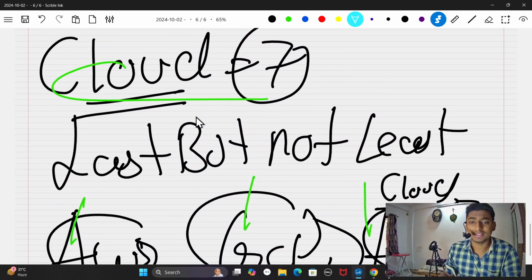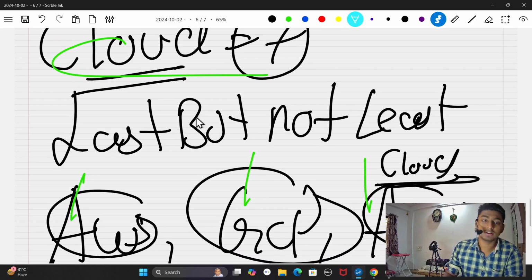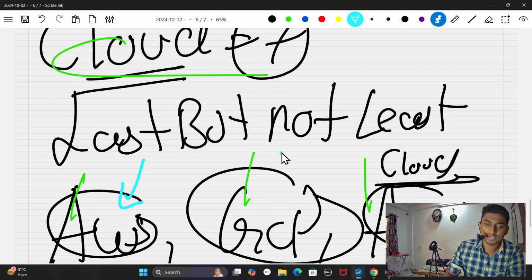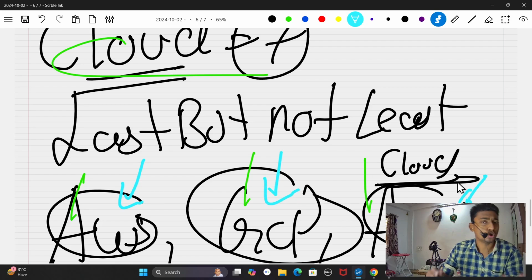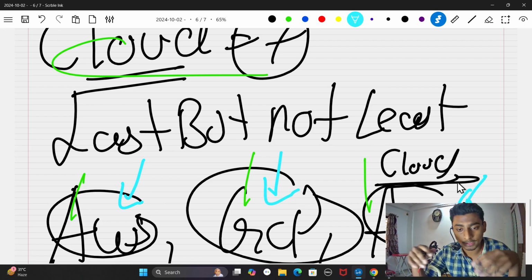Seventh, and last but not the least, we have the cloud platforms: AWS, GCP and Azure. All these three are cloud platforms. If you're starting, you should start with AWS, and yes, this is over.